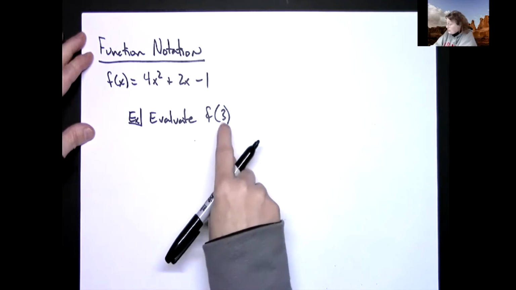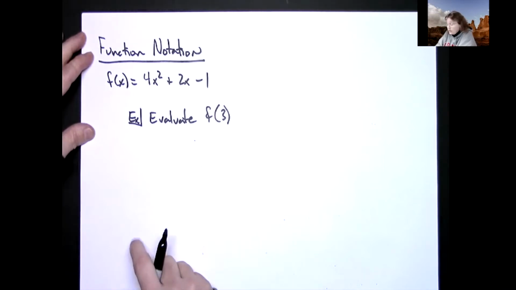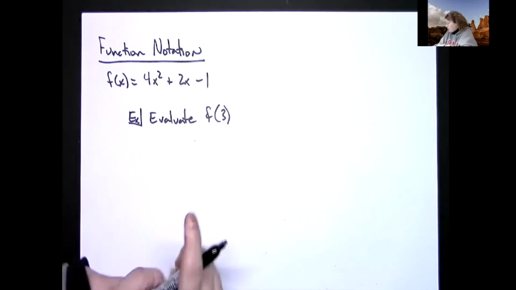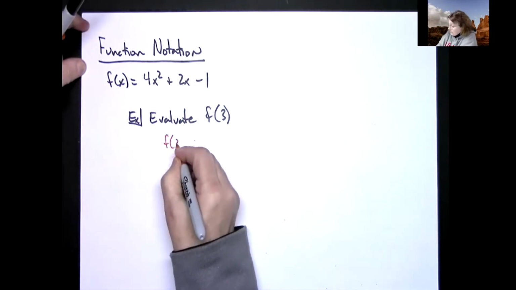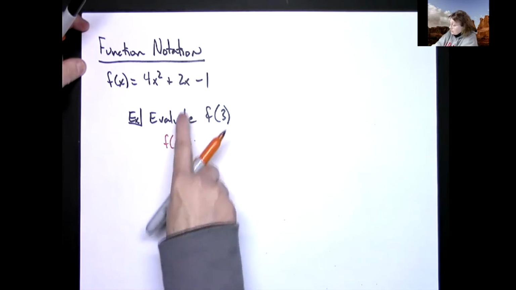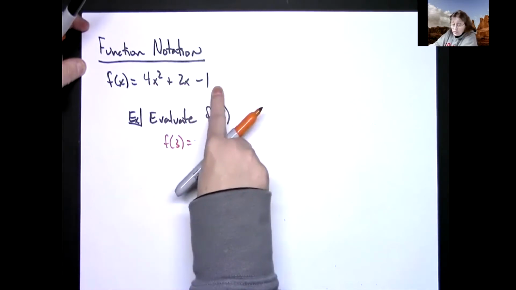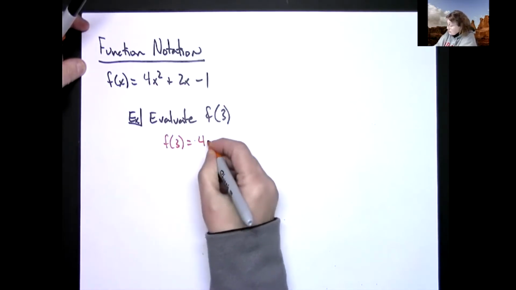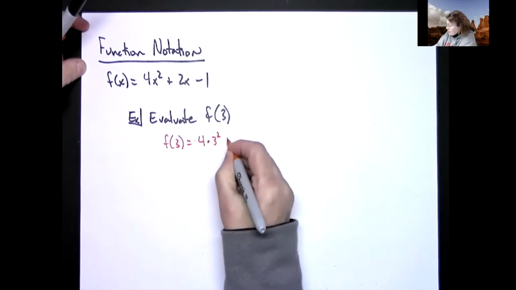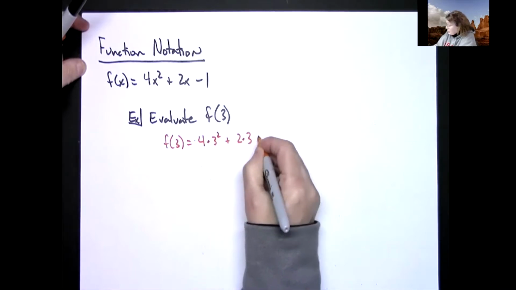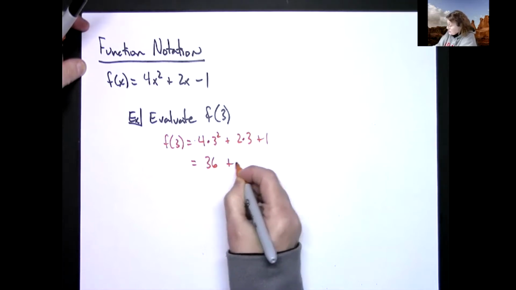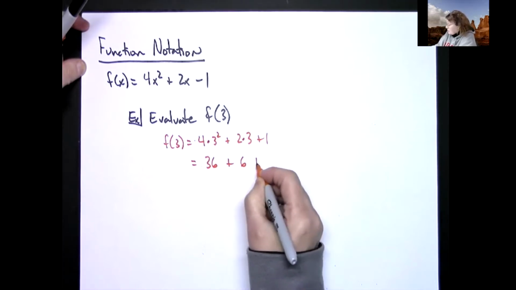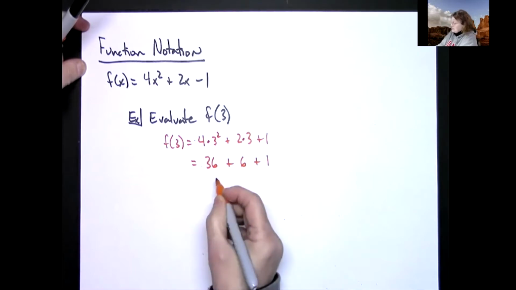This just tells you take that 3, put it into the f function. So here's my f function. If I was going to work this out, then I would have f of 3 is equal to, take the 3, plug it in to the function every place there is an x. So 4 times 3 squared plus 2 times 3 plus 1. That's going to be a 9. That's going to be a 36. This is 6. Don't let me make a silly mistake here. That's going to be 7.